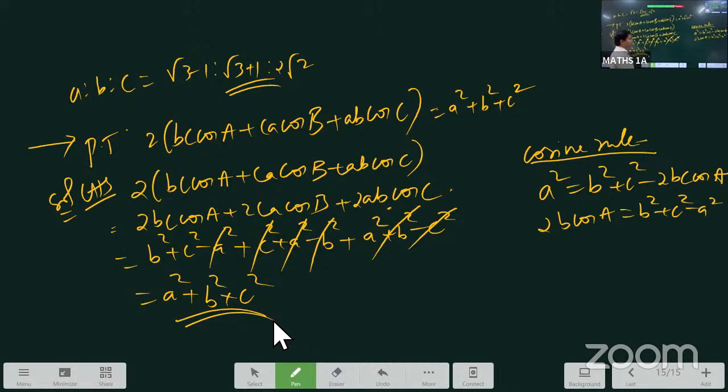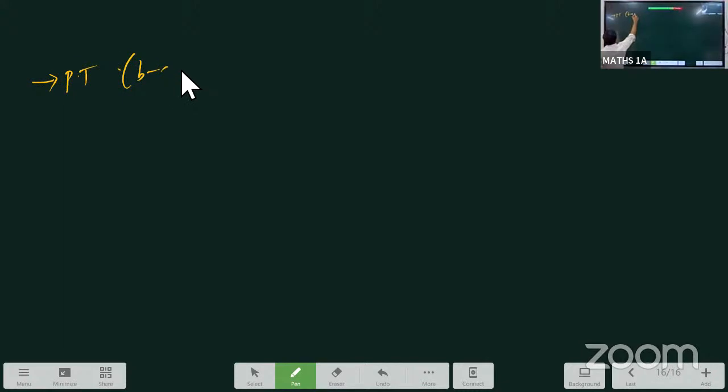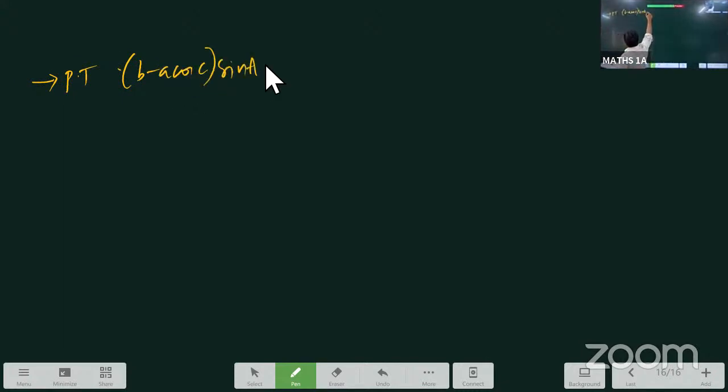Okay, right. Next, prove that (b minus a cos c) into sin a is equal to a cos a sin c. Now let us prove this. Take LHS: b minus a cos c.